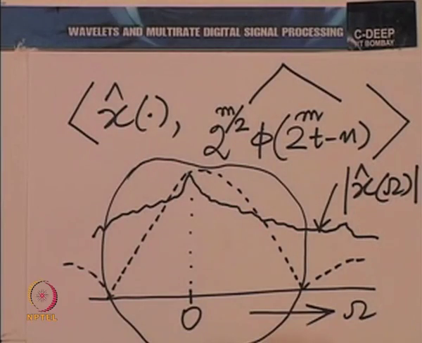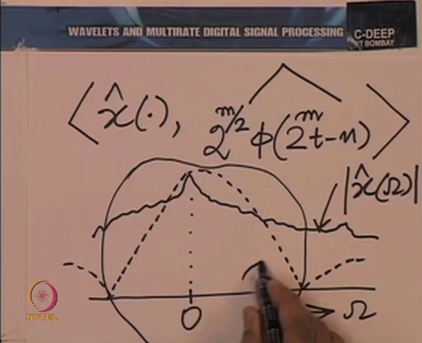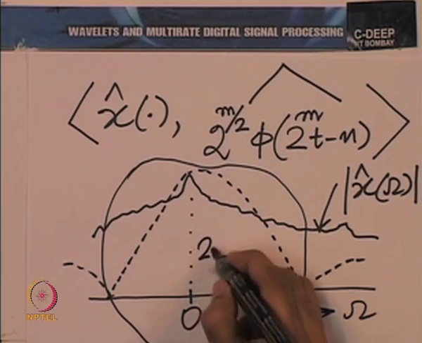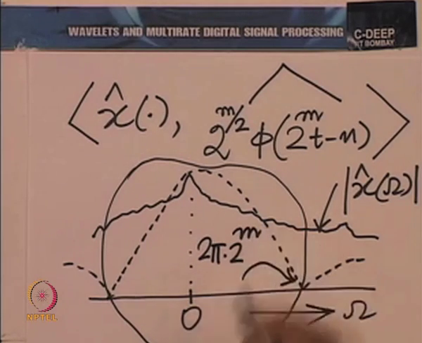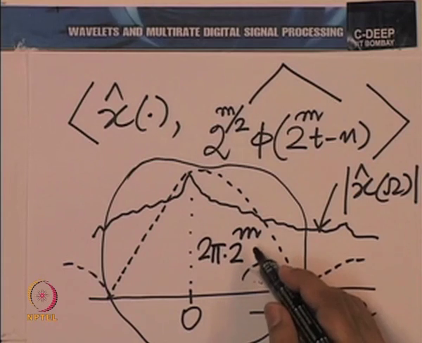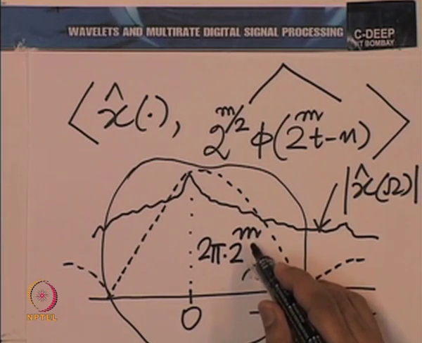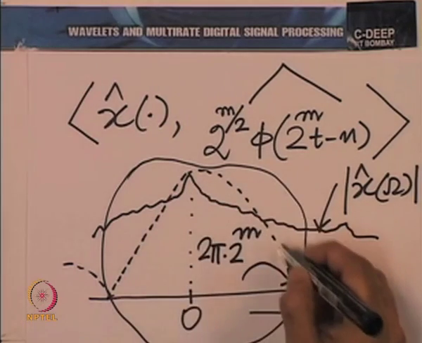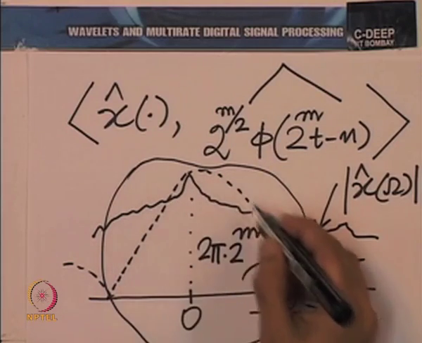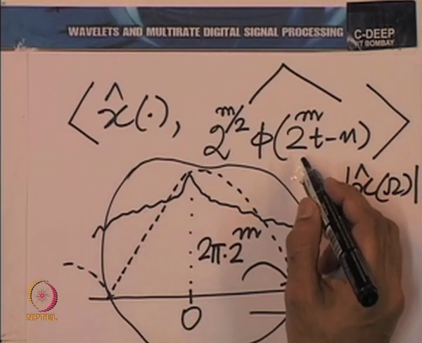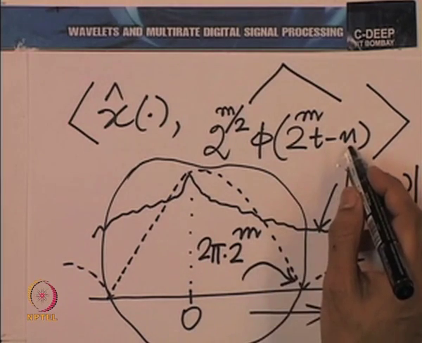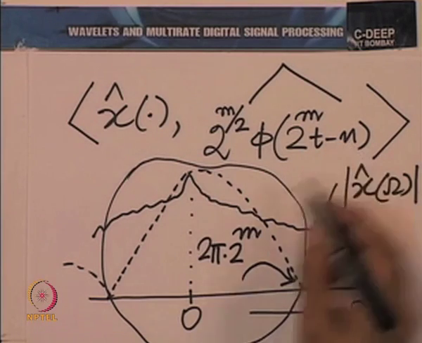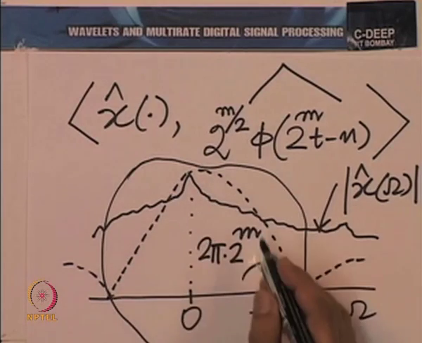Now, this also gives us an interpretation of what happens when we increase or decrease m in frequency. In fact, let us look at this drawing once again. This point is 2 pi multiplied by 2 raised to the power of m. So, take for example, m equal to 0. This dotted line here is the magnitude of the Fourier transform of the appropriate dilate of phi. And of course, we do not care so much about the translate, the effect of that translation is only to change the angle and it does not reflect in the magnitude.